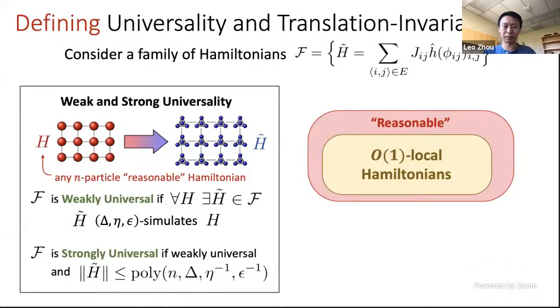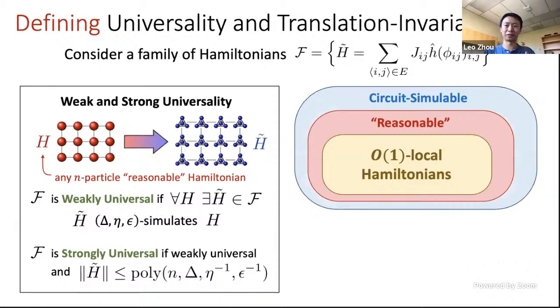As we develop our result, we find that a lot more Hamiltonians can be considered reasonable. The largest reasonable family of Hamiltonians that you want to simulate are the ones that you can simulate with a quantum circuit, and that's what we call circuit simulable.